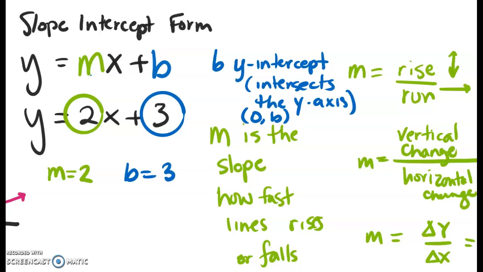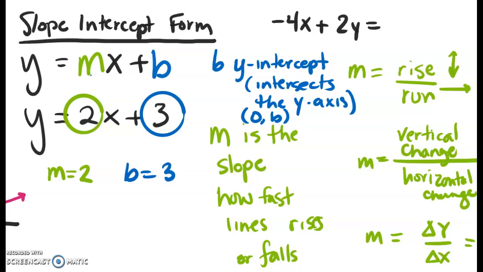And slope-intercept form means it is solved for y. So if your equation looked like this, and I'm just making up an equation, this is not in slope-intercept form. It's still a linear equation, but it's not in slope-intercept form until I isolate the y and solve it for y. So we can't just take the coefficient on the x and say that's the slope, because it's not.